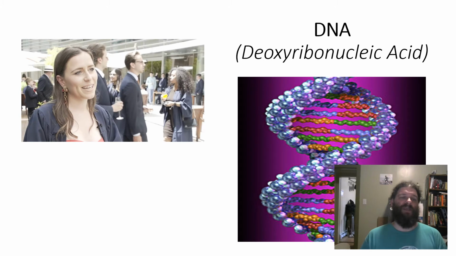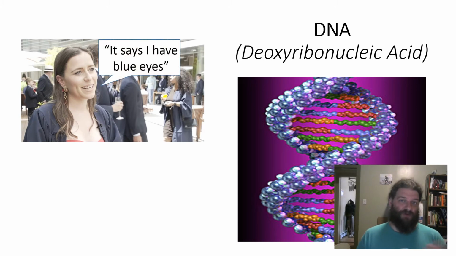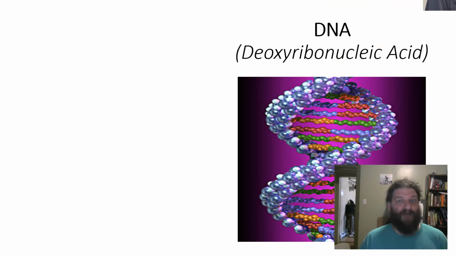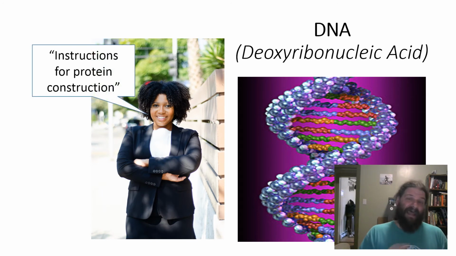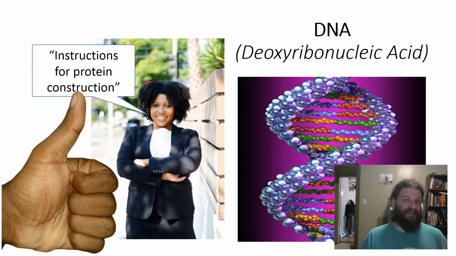Sometimes students will tell me that it has certain traits encoded in it, like it says that I have blue eyes, and I have blue eyes. But I have blue eyes not because I have a gene for blue eyes. It's actually because my gene for brown eyes is broken. So it's a little more nuanced than that. Now, when students say that it has information about how to build different parts of my body, you're starting to get closer. And when we start talking about proteins, that's really what it is. DNA is the instructions for protein construction. And it's really important that we get this connection between DNA and proteins.